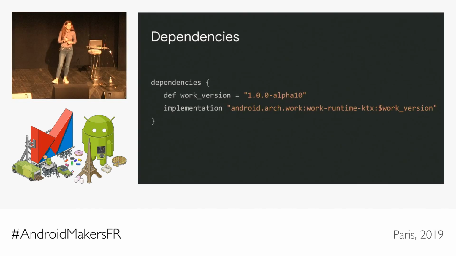Okay, in order to use WorkManager, we need to define the dependencies in the Gradle file. The current version is 1.0.0 alpha 10, and I used the Work Runtime KTX version. The alpha version was released last year in May 2018. The beta version was released in December, and the official version was released in March this year.